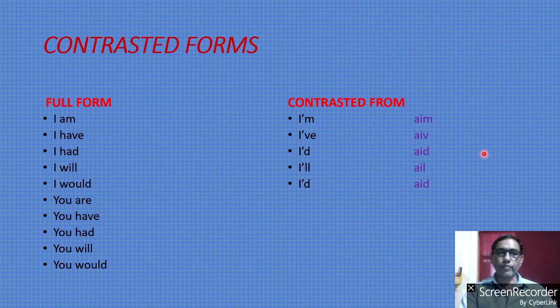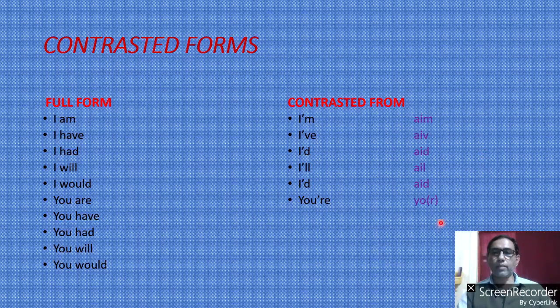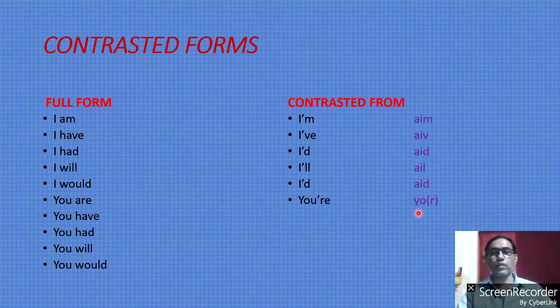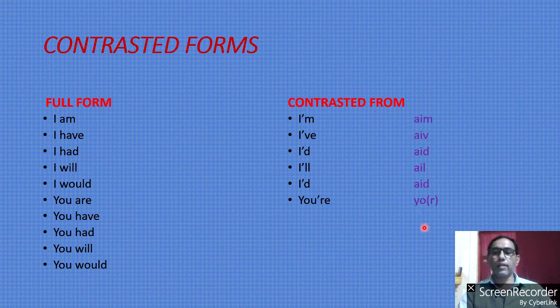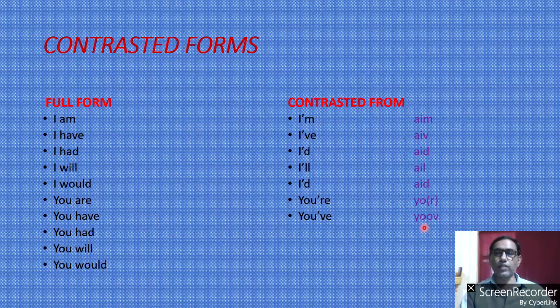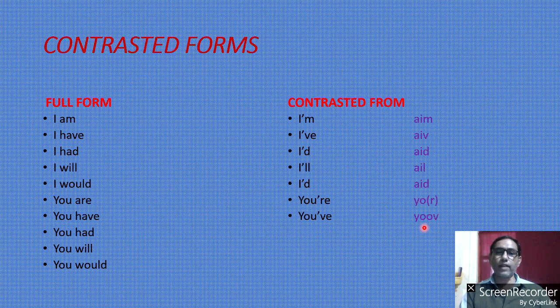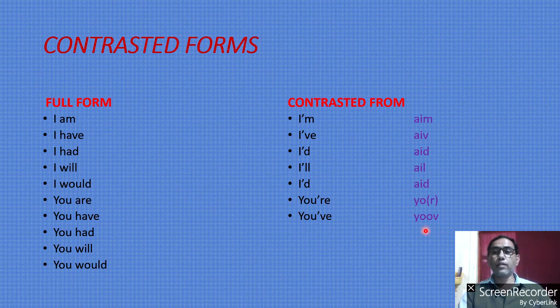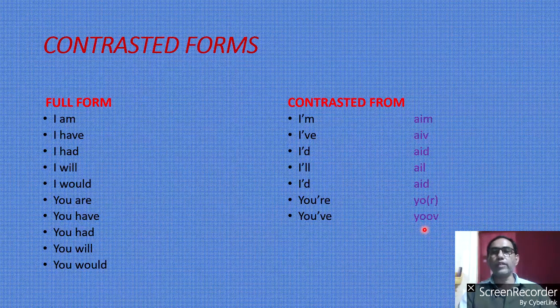Next, you are. For you apostrophe re, you can pronounce it as you're. Actually, R is silent. You need not pronounce it. Children, I repeat, you require more practice for this. If you do more practice, definitely your language will seem very good. Look here, you have: you apostrophe ve. We have to pronounce it as you've. You need to say you've.